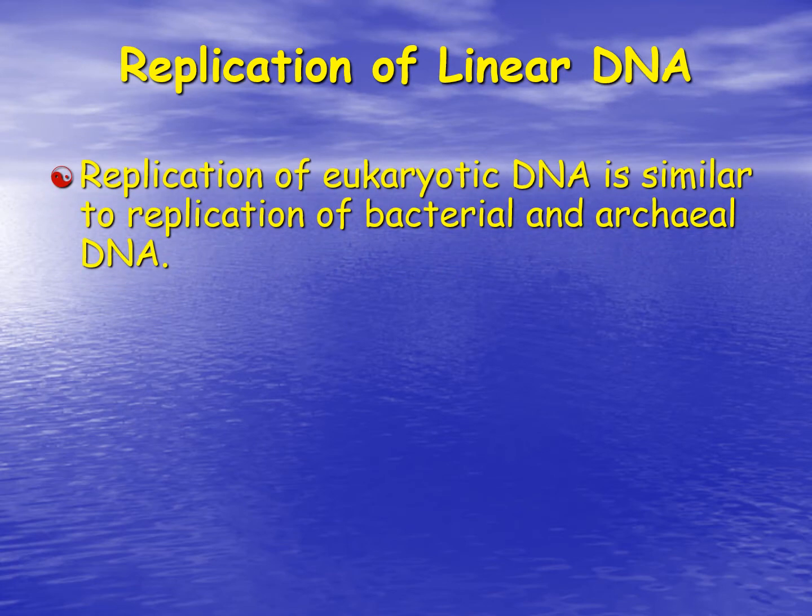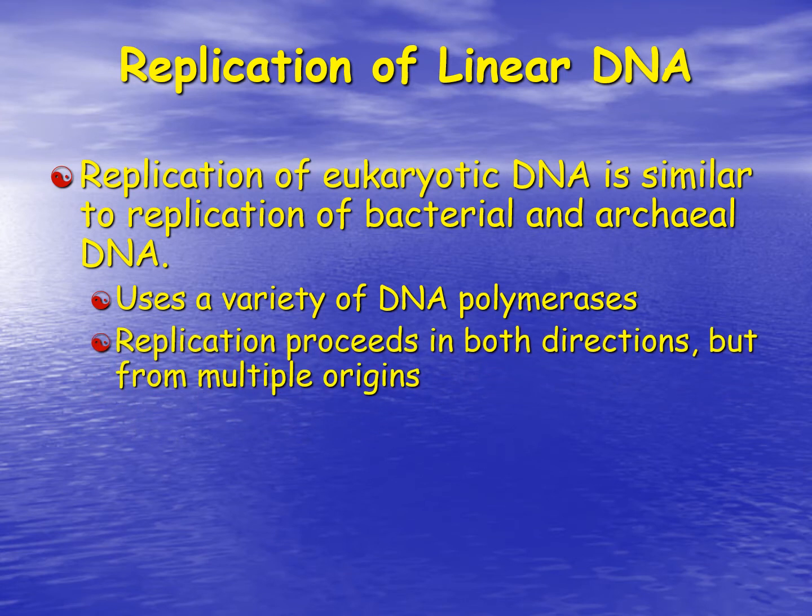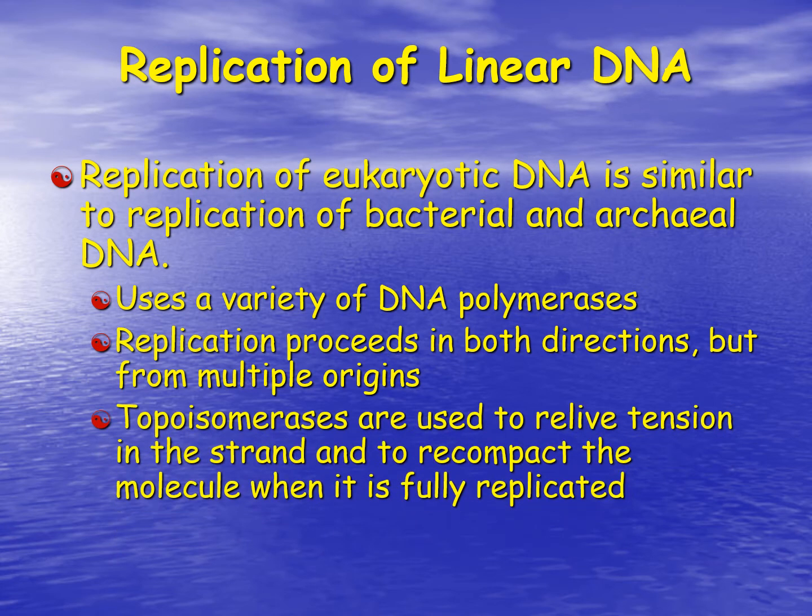Replication of eukaryotic DNA is similar to replication of prokaryotic DNA. There are some more DNA polymerases that we're not going to discuss, and replication proceeds in both directions, but now from multiple origins along the long axis of the chromosome. Topoisomerases are used to relieve the tension in the strand from these origin points and to recompact the molecule when it's fully replicated.